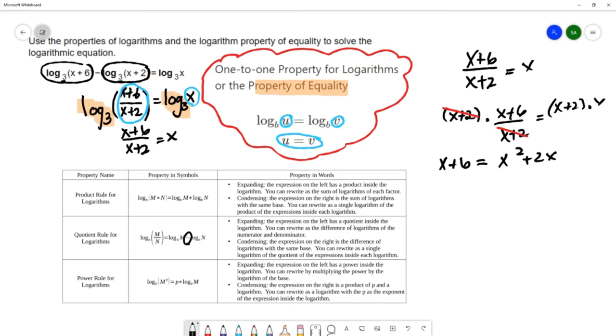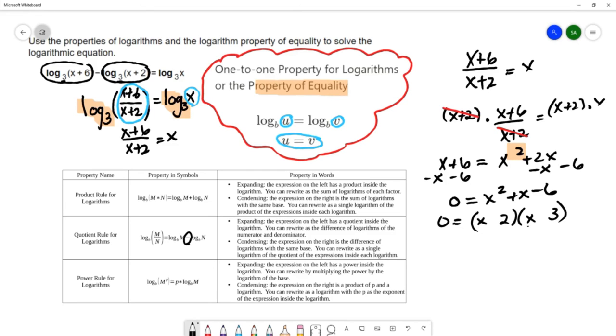Now that I've gotten rid of that denominator, I can see that I have a quadratic equation, with this squared here. That's how I know it's quadratic. I'm going to move all the terms to the same side and see if I can factor. So I'll subtract x and subtract 6. That gives 0 equals x squared plus x minus 6. I can factor: x times x is x squared, 2 times 3 is 6, and I'll do a plus on the 3 and the minus on the 2. I'll set each of these factors equal to 0. x minus 2 is 0, x plus 3 is 0. And that gives x equals 2 and x equals negative 3.